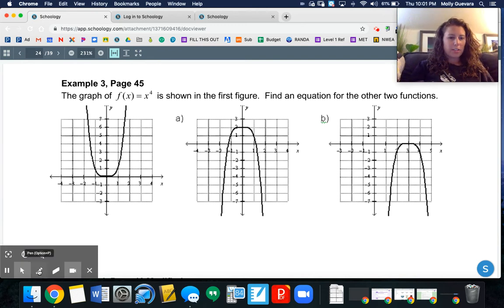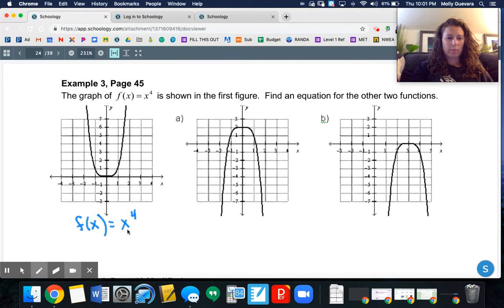Okay, so I want you guys to try this one on your own. It says the graph of f of x equals x to the fourth is given in the first figure. So find the equation for A and find the equation for B. And when you are done, go ahead and hit play and you can check your work.